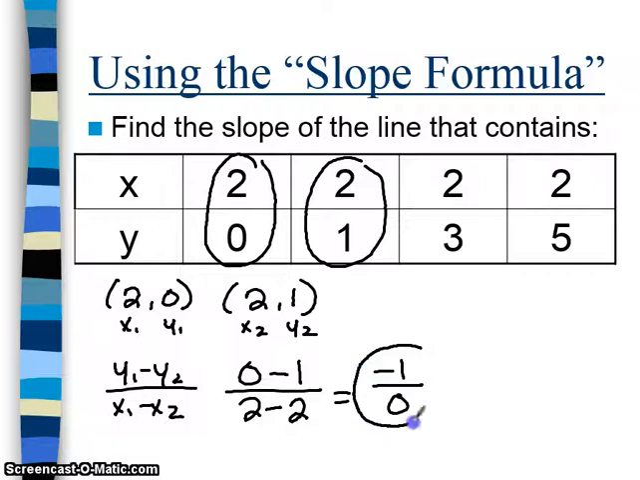Anytime that you have divide by 0, you know that it is an undefined slope. You cannot take a number and divide it 0 ways. That's undefined. Now, a common mistake is that students will do 0 divided by negative 1 and think that it has a 0 slope. Make sure that you read it numerator to denominator. Negative 1 divided by 0 is undefined because you cannot divide by 0.